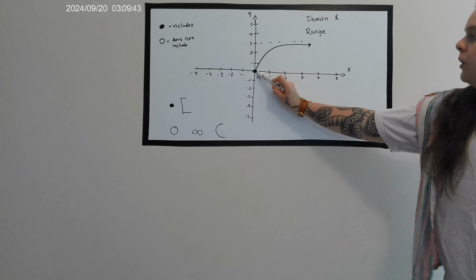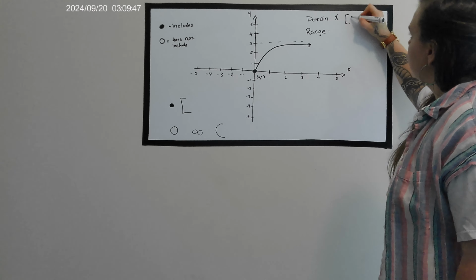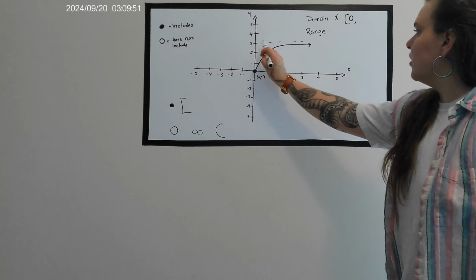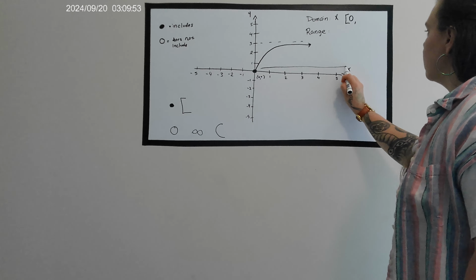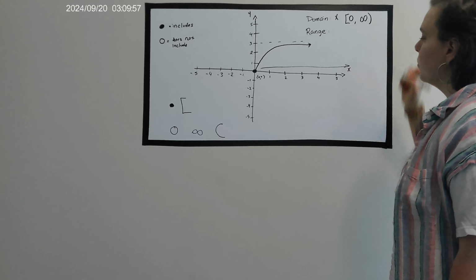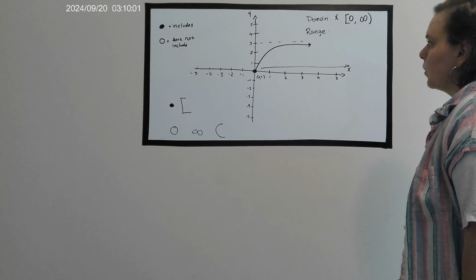we are including the point 0, 0. And it goes on for infinity across all positive values for x. So we're going to write the infinity symbol there, and any infinity symbol also has the parentheses, okay?